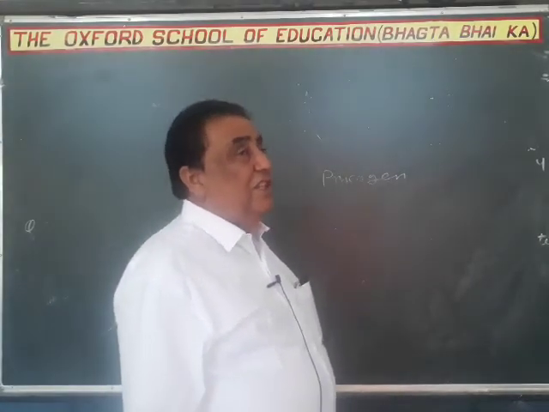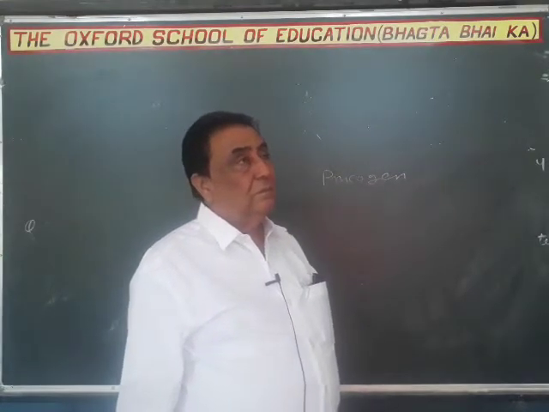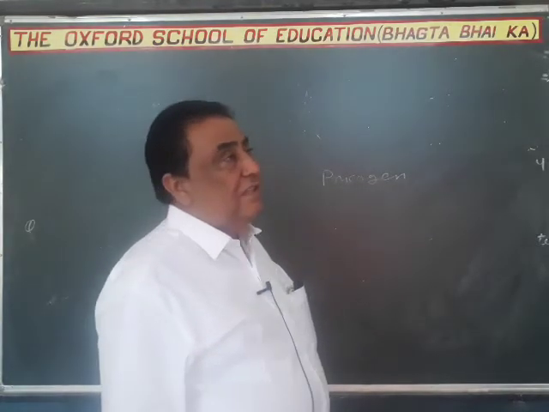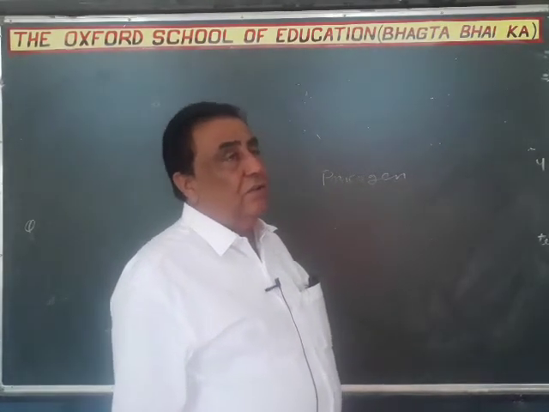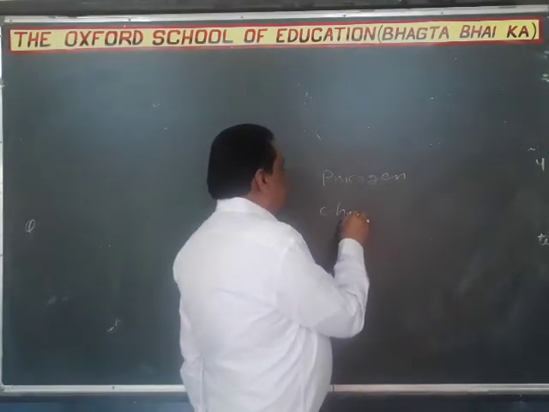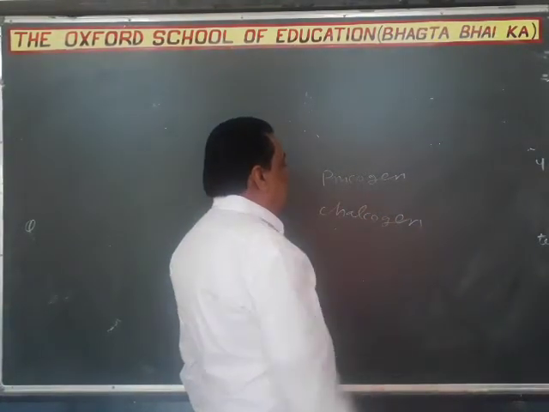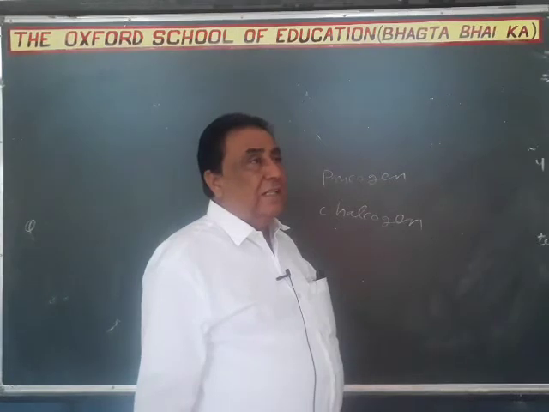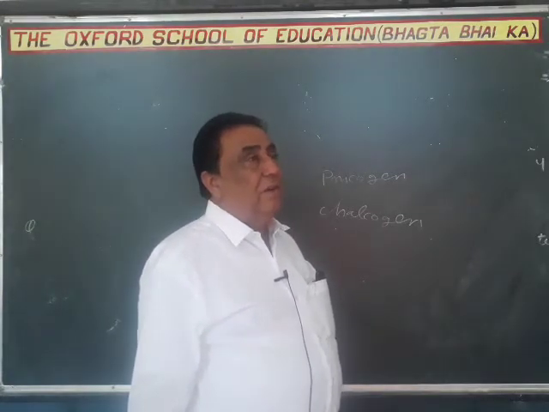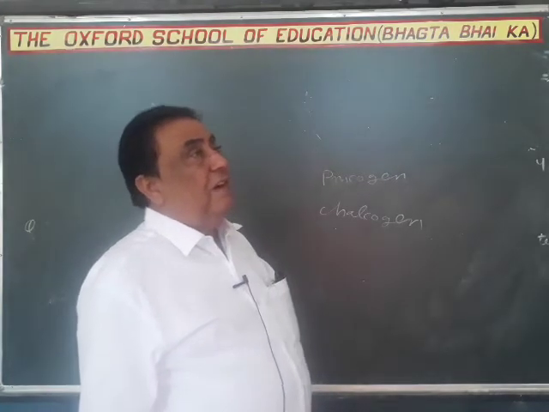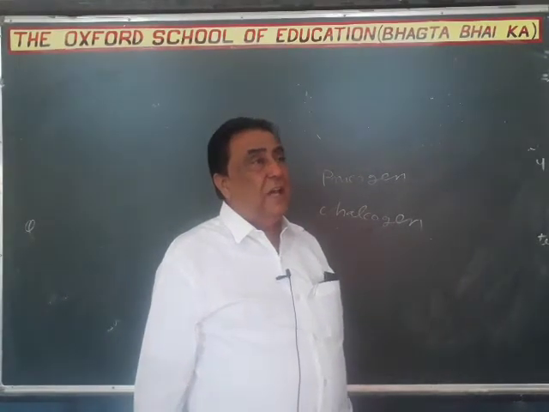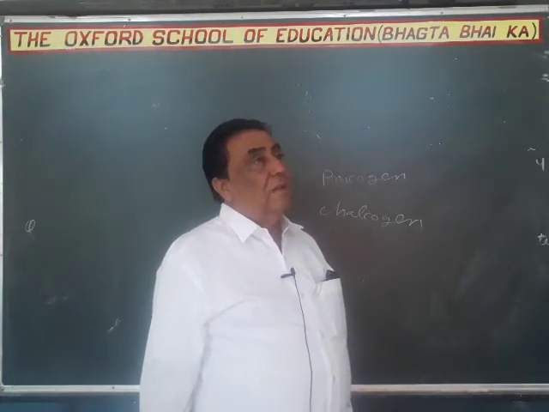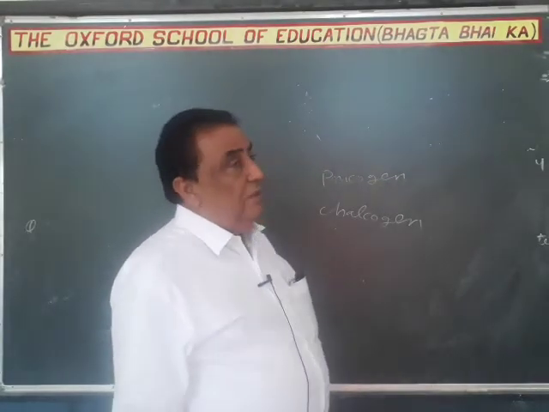And element of 16th group is known as oxygen family. Its first element is oxygen and they are also known as chalcogen. Chalcogen means ore forming. Most of the metal exist in nature in the form of oxide or sulfide. For example, ore of iron, hematite Fe2O3, is oxide.